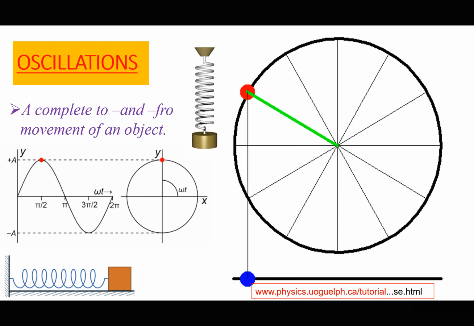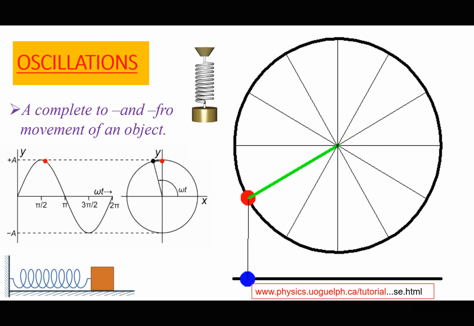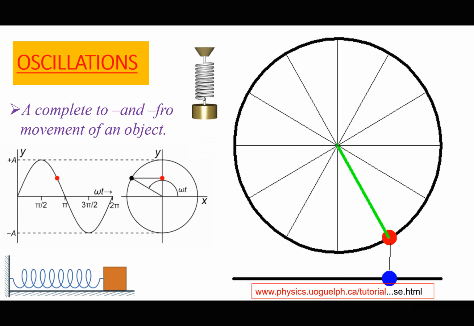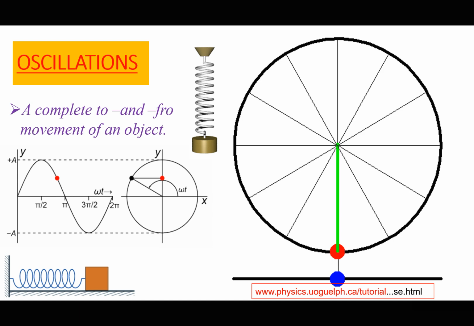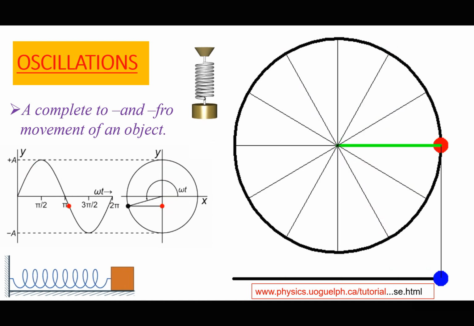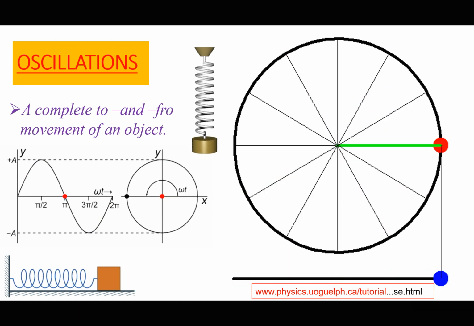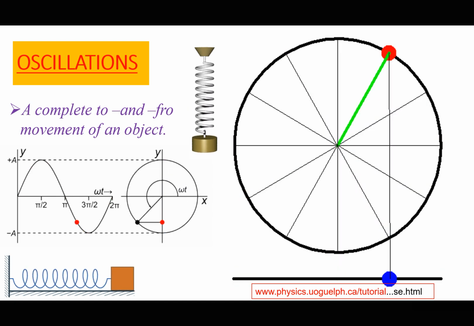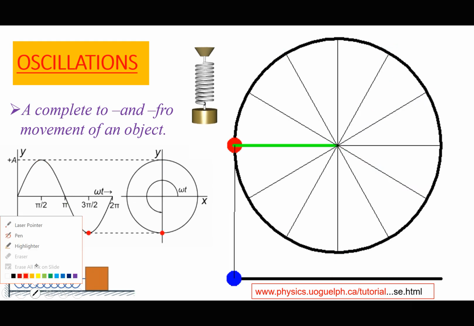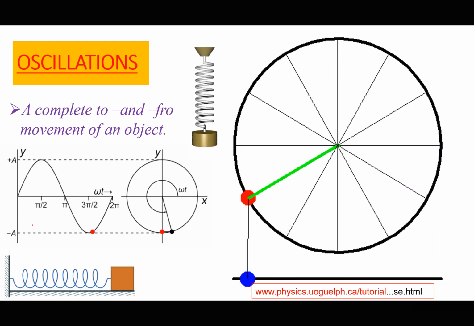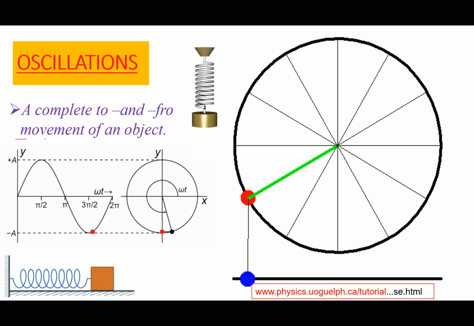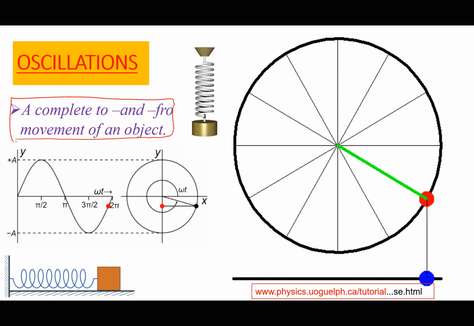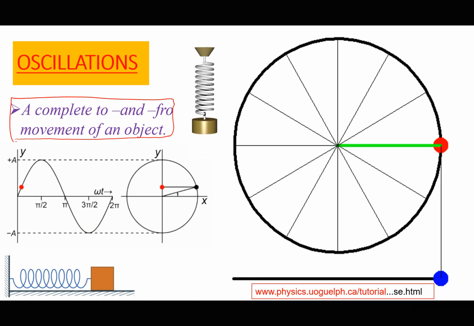So oscillations exist in three types, as I've already mentioned, and these types are going to be free, damped, and forced oscillations. So what is the difference between these three? Let's see the difference between the types of oscillations. But from this slide, I want us to be sure that we can define an oscillation as a complete to and fro movement of an object, and all these animations are demonstrating what we mean by an oscillation.